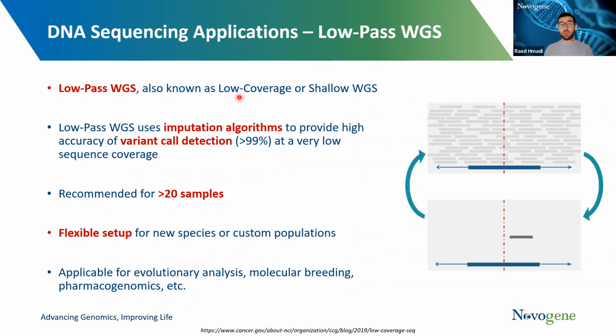The principle of low-pass whole genome sequencing relies on imputation algorithms that are able to provide us with high accuracy of variant call detection at a very low sequencing coverage. Generally speaking, low-pass whole genome sequencing is recommended for at least 20 samples, and the experiment itself has a flexible setup, and this makes it easy to implement for new species or custom populations. Several scientific fields can benefit from low-pass whole genome sequencing, such as those focusing on evolutionary analysis, molecular breeding, pharmacogenomics, and many others.